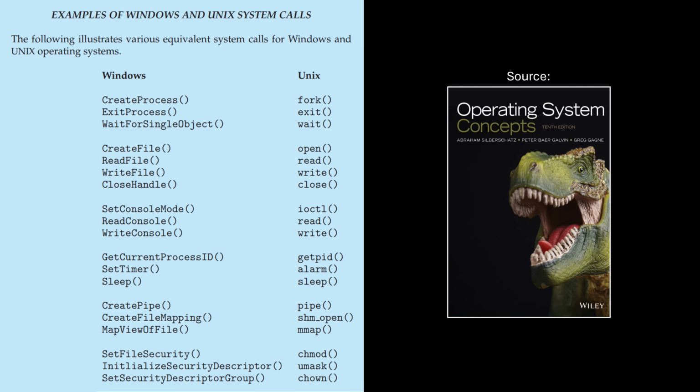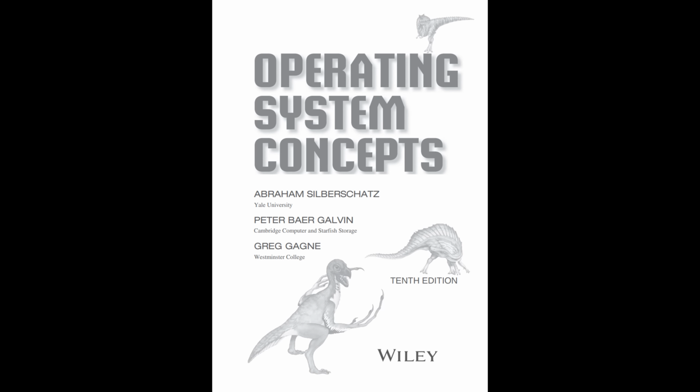System calls provide an interface to the services offered by the operating system. By the way, I'm not sure why the book I use as a reference for operating systems has dinosaurs on it, but since we're running JavaScript on the server, I guess we can't really complain.